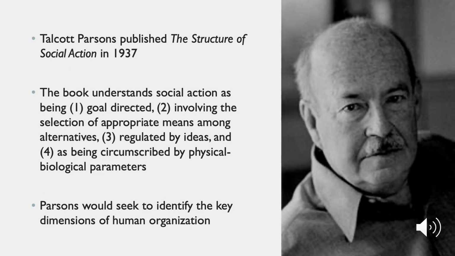Talcott Parsons published The Structure of Social Action in 1937. This would be a book that understood social action as being one, goal-oriented, two, involving the selection of appropriate means among alternatives, three, regulated by ideas, and four, as being circumscribed by physical biological parameters. Parsons would seek to identify the key dimensions of human organization in this book.